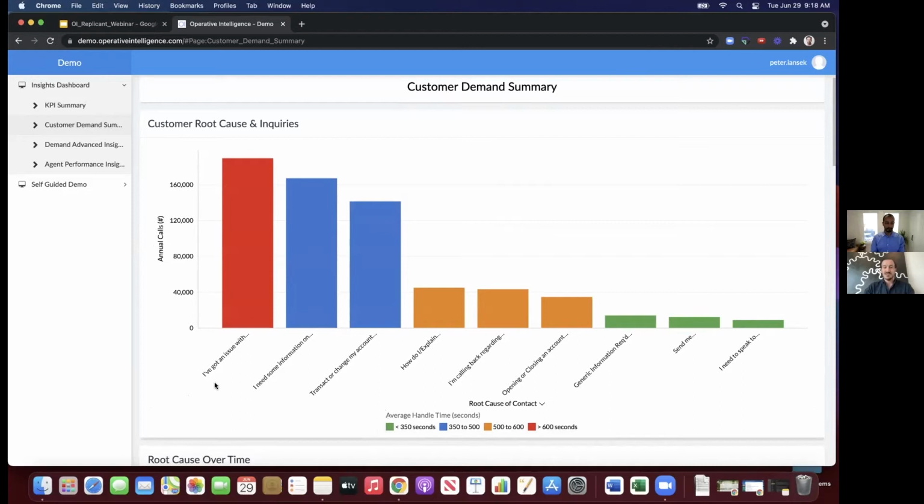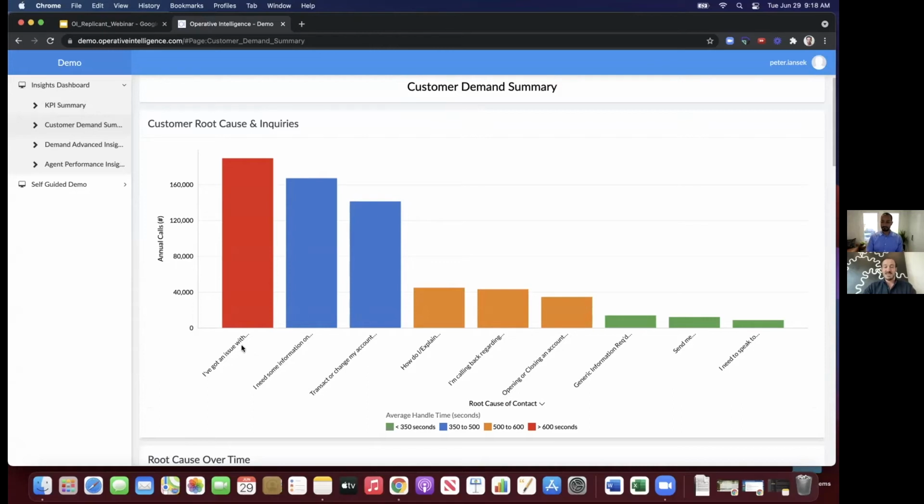What we see on screen here, these classifications are why the customer has contacted. So the biggest root cause reason for contact for this bank is because the customers have an issue with something. That is unique to customers needing some information on something. That's the driver. I need information on. And then the third largest one is they want to transact or change something on their account. That's the reason why they've contacted, right? So that's the customer intent.